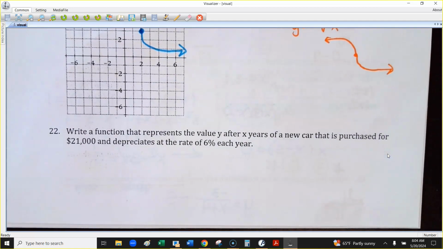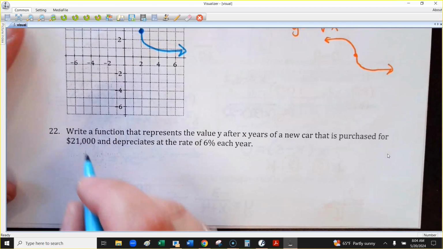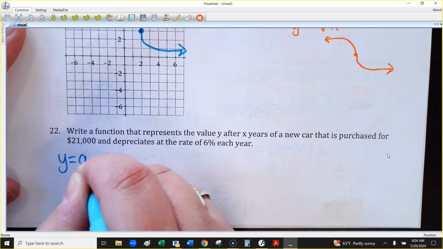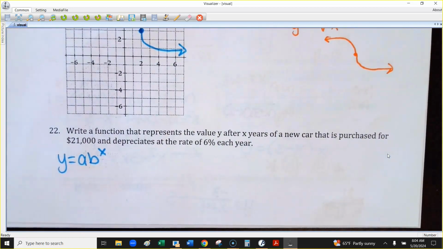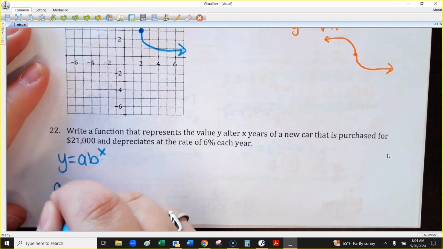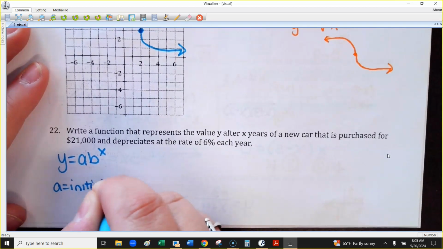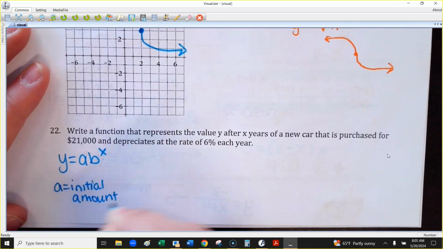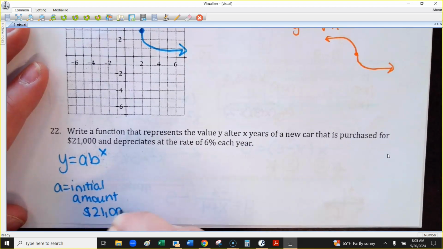Write a function that represents the value y after x years of a new car that is purchased for $21,000 and depreciates at the rate of 6% per year. This is a general exponential. Normally when you purchase a car, the value of the car depreciates, which means it goes down. The A is going to be your initial amount. So in this problem, that's just what you paid for the car, which is the $21,000.